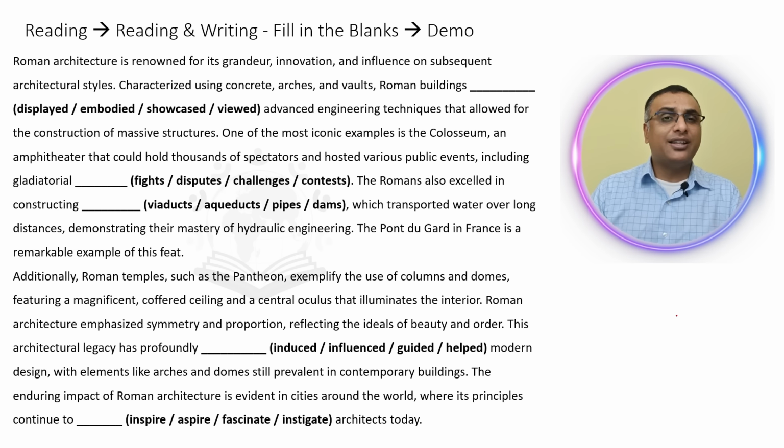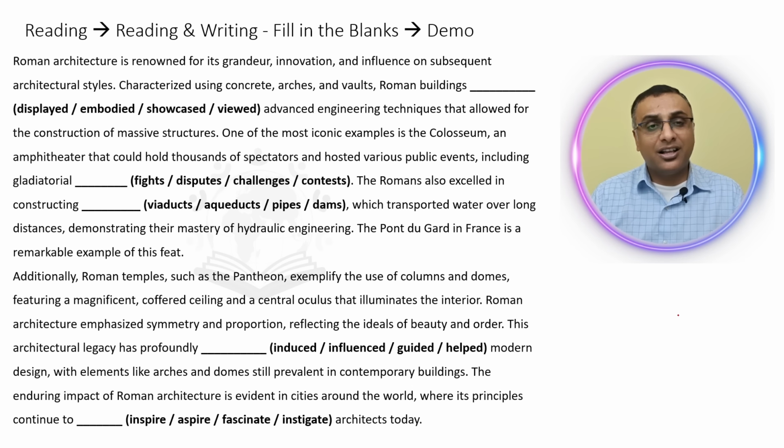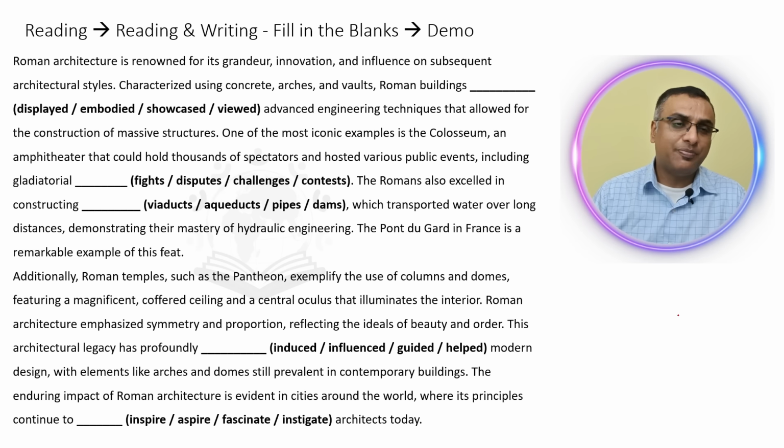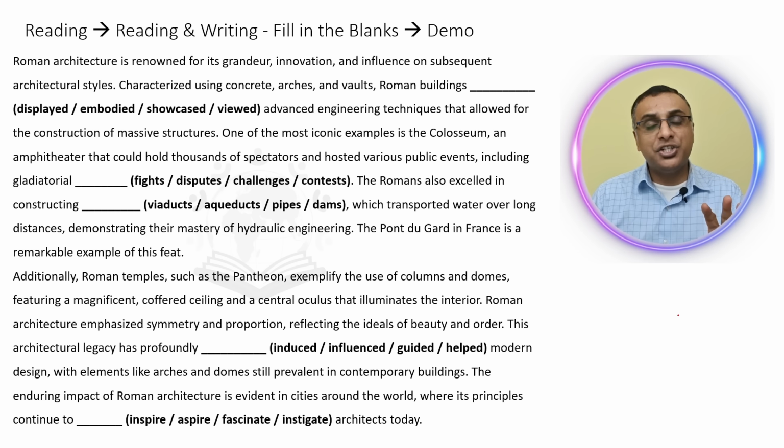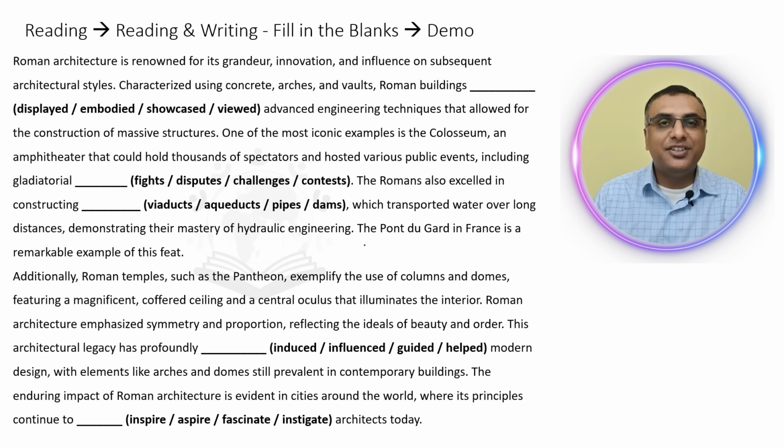Now, let's look at the example. Here, it is a paragraph about Roman architecture. It could be an indication that something has been done in the past. So you can expect some words that are in the past tense. Now let's go ahead and solve the question. Now let's look at the first blank.